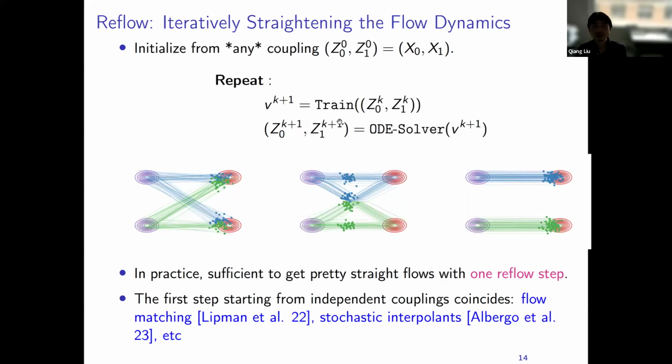Typically, we only do one or two steps, and that already gets pretty straight trajectories, which enables faster one-step generation. But theoretically, if you do lots of steps, you will in the end converge to straight trajectories.